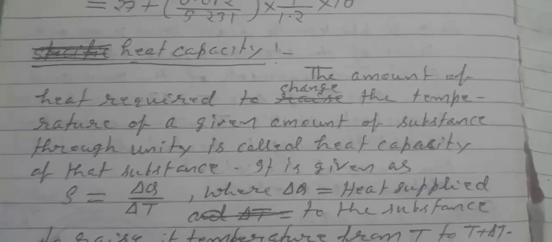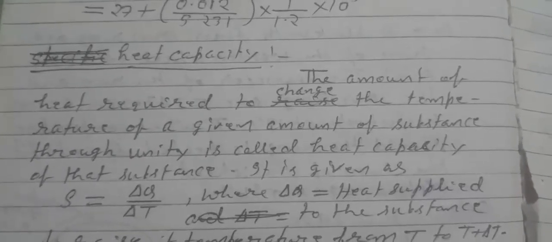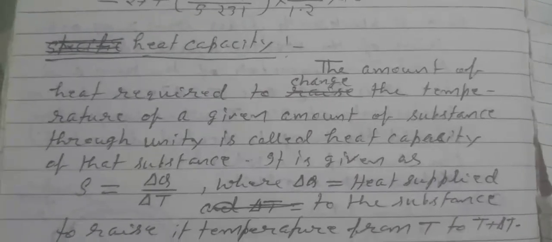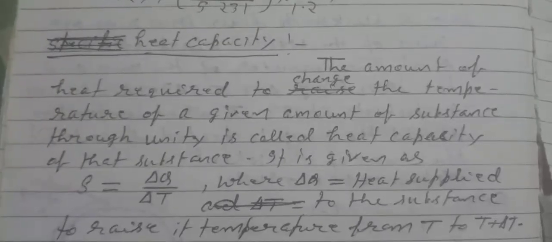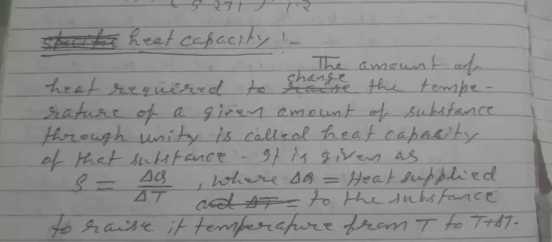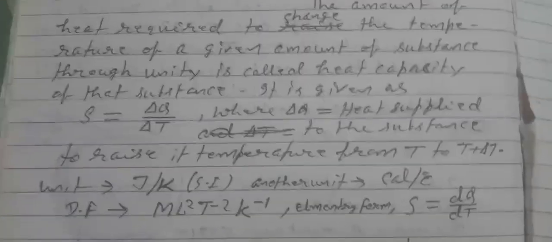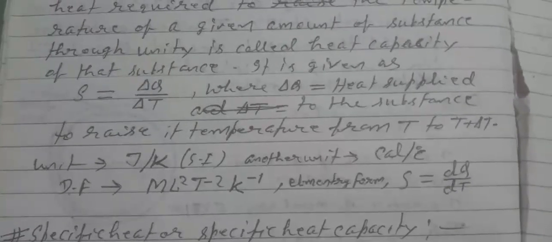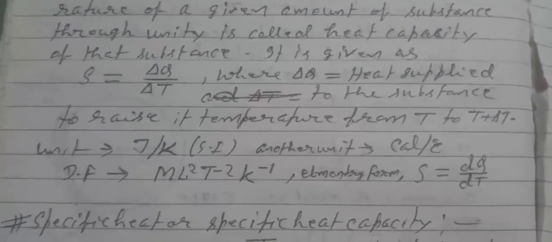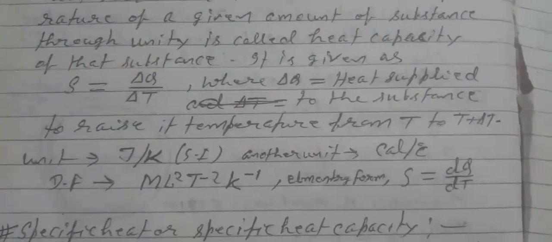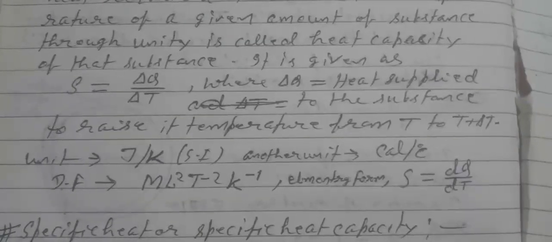The amount of heat required to change the temperature of a given amount of substance through unity is called the heat capacity of that substance. It is given as S = ΔQ/ΔT, where ΔQ is the heat supplied to the substance to raise its temperature from T to T + ΔT. Unit: joule per Kelvin in SI, and another unit is calorie per degree Celsius. The dimensional formula is ML²T⁻²K⁻¹. Elementary form: S = dQ/dT.